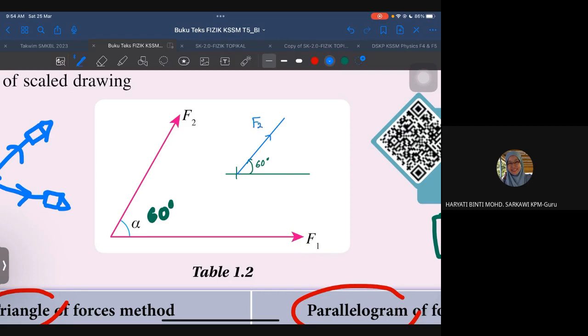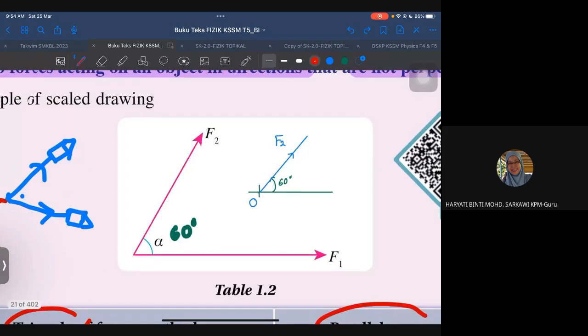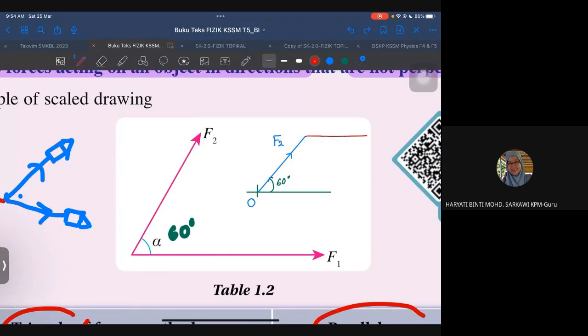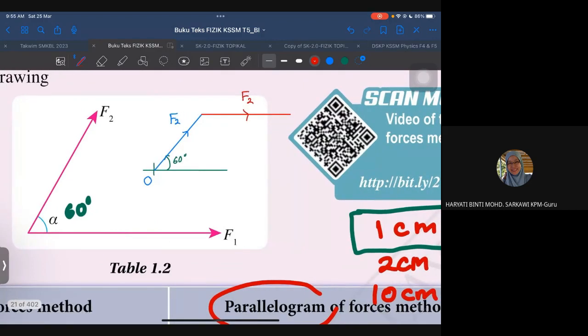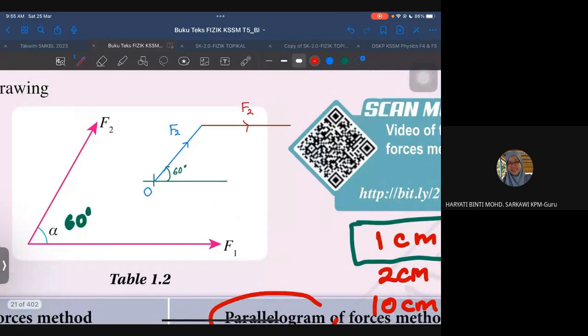Then after you draw your F2, that means the starting point is here. Then you need to draw your F1 at the end of F2. We are using the triangle method now. So you must make sure that your F1 is horizontal. So you draw like this. Teacher changes color. See, I'm using red color. Alright, so this is your F2. Remember, it must be drawn to scale. Then your resultant force is here. This is your resultant force.